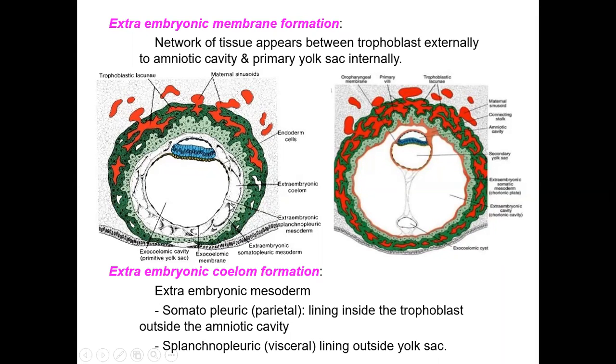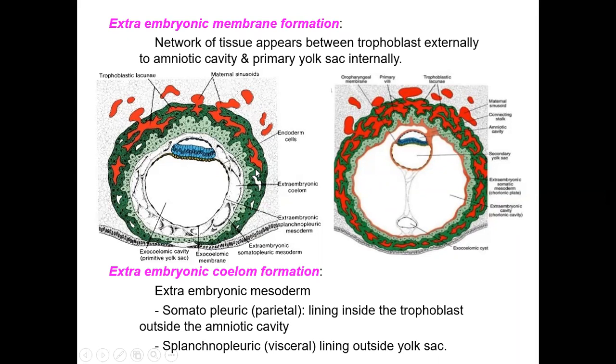Now this extraembryonic coelomic cavity is all joined together to form a larger cavity. A big cavity is formed. This is called the extraembryonic cavity, or the chorionic cavity. The multiple small cavities all join together to form a larger cavity. And the exocoelomic cavity, the primitive yolk sac, becomes smaller and smaller, and is now called the secondary yolk sac. Very important structure. Here the embryo is still in the form of a bilayer disc, and above that the amniotic cavity is still there.